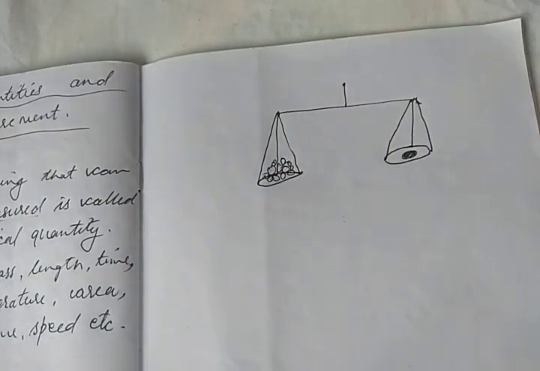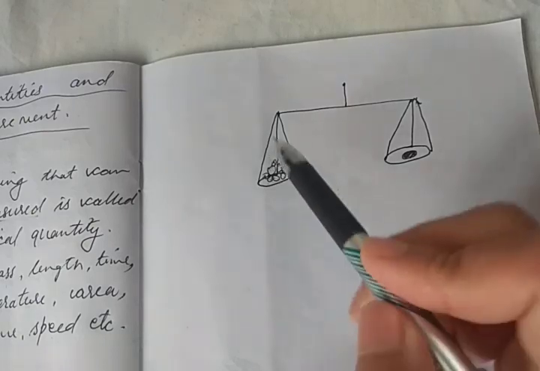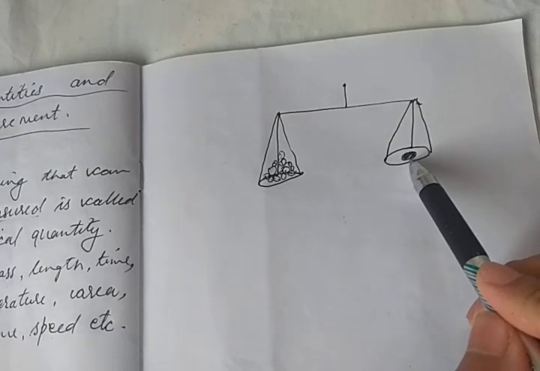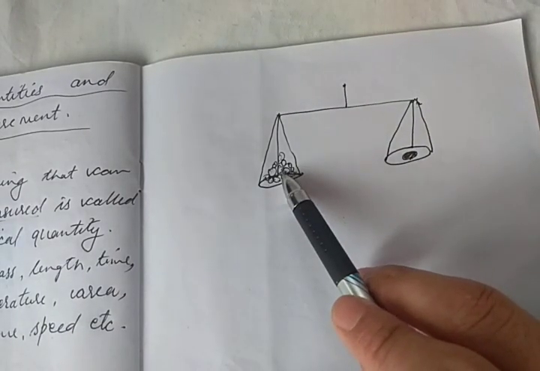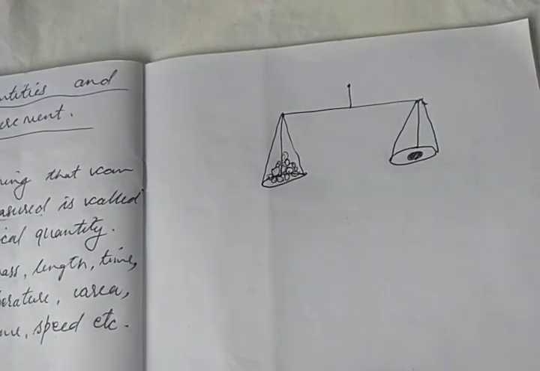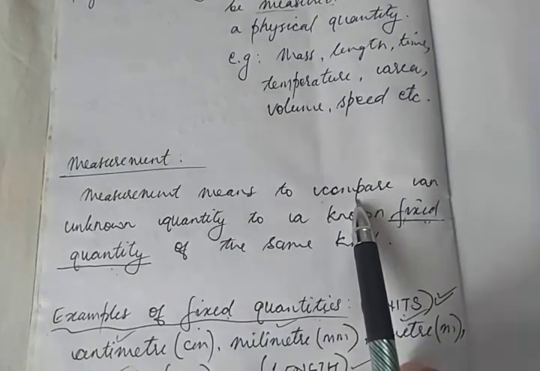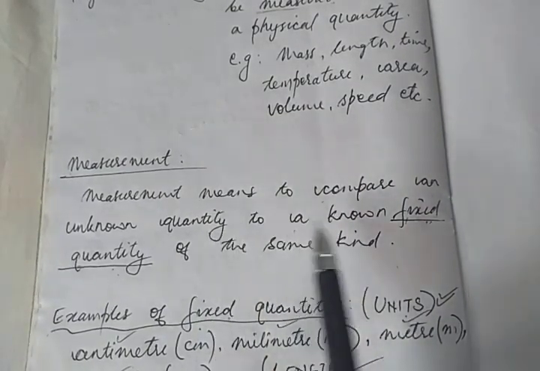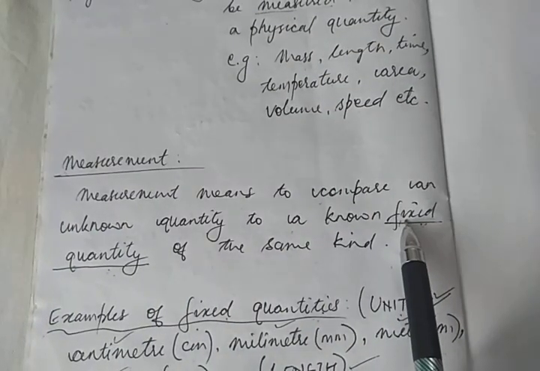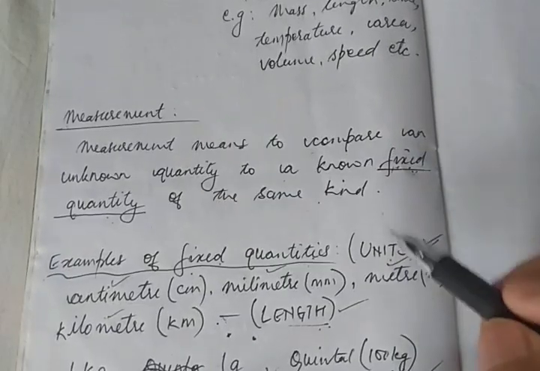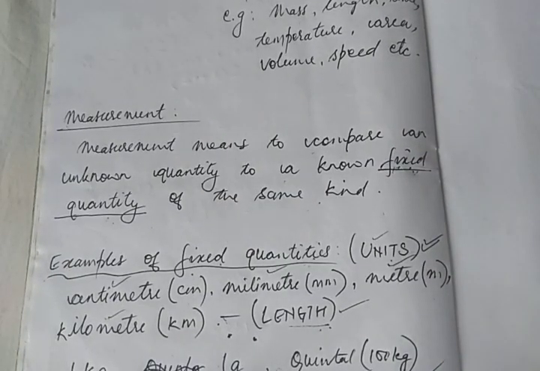So what are we doing here also? We are comparing the mass of the potatoes that we have here with our fixed mass, which is that of 1 kilogram. So remember, measurement therefore is simply comparing an unknown quantity to a known fixed or standard quantity of the same kind. This fixed or standard quantity is basically called a unit. That is what I said.